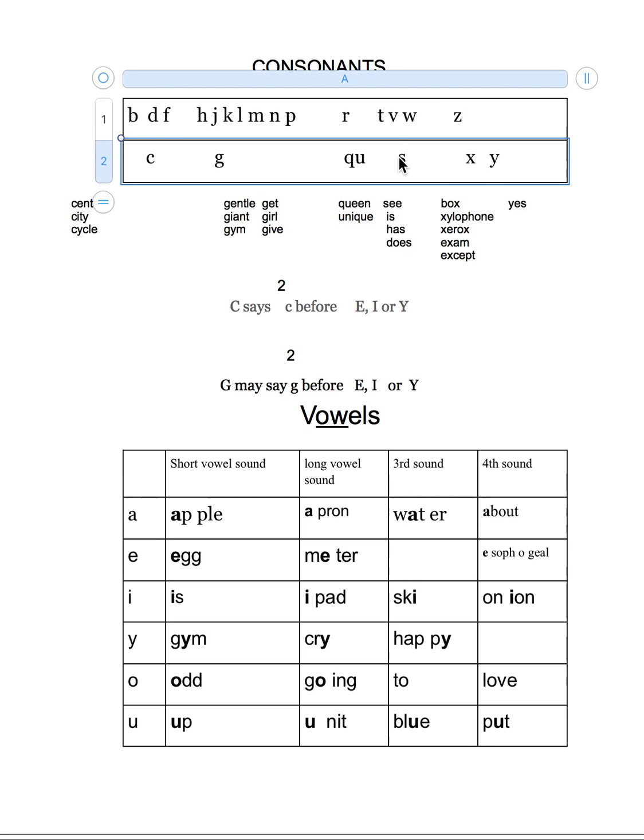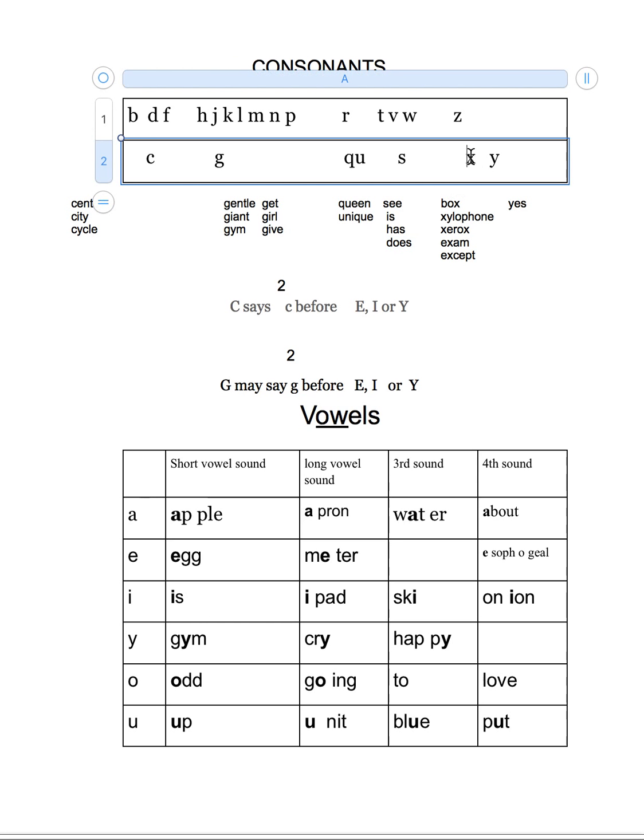The letter S has two sounds. S is the unvoiced sound. It's used at the beginning of words and sometimes at the end of words. S, see. And Z, is, has, does.